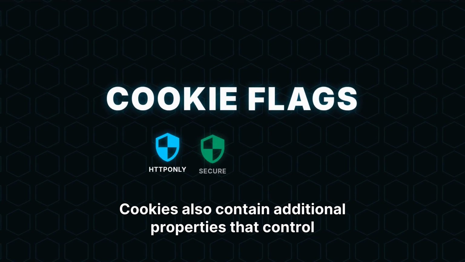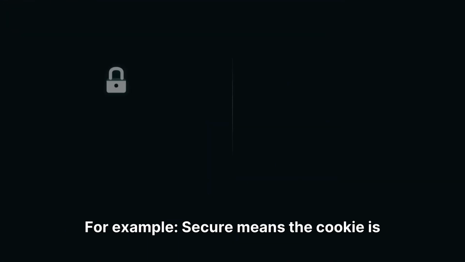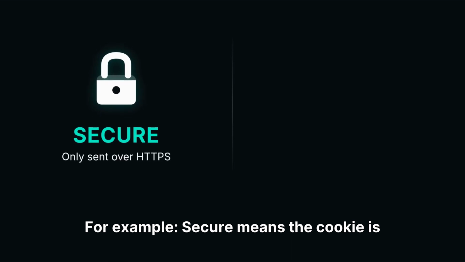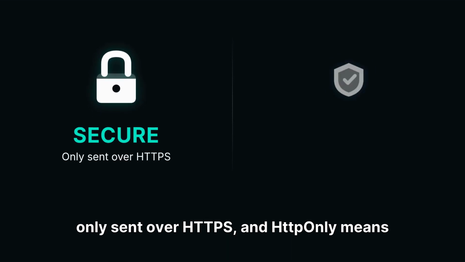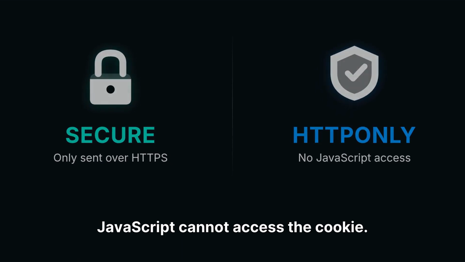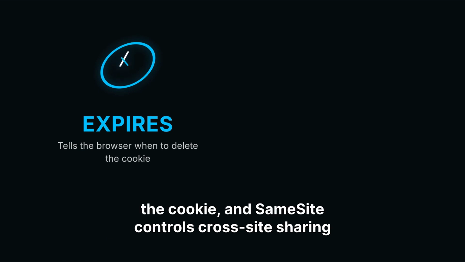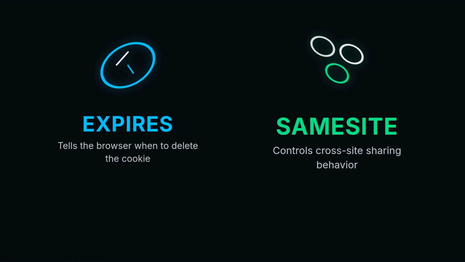Cookies also contain additional properties that control security and behavior. For example, Secure means the cookie is only sent over HTTPS, and HttpOnly means JavaScript cannot access the cookie. Expires tells the browser when to delete the cookie, and SameSite controls cross-site sharing behavior.